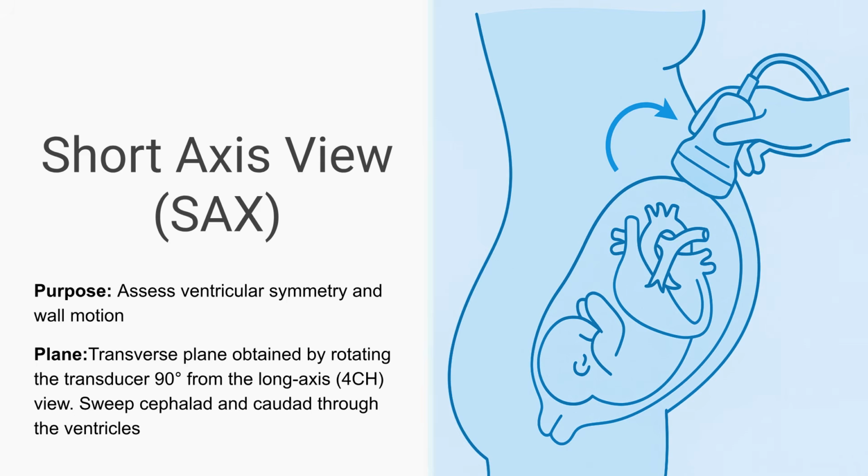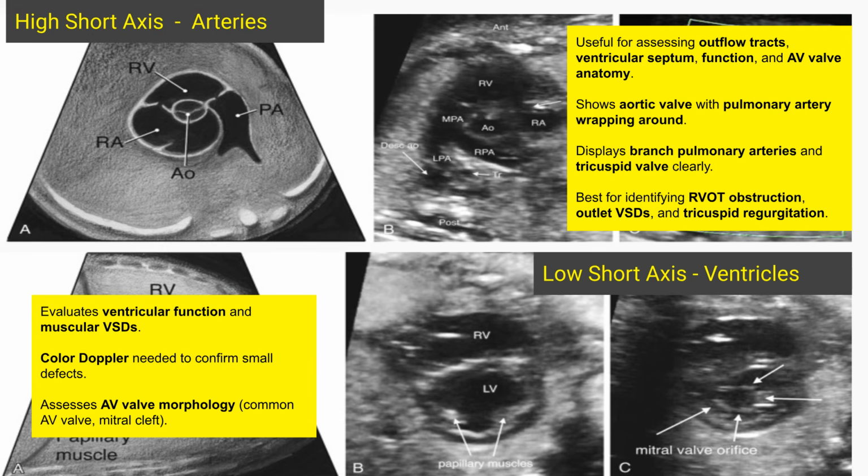The short axis view, or SAX, assesses ventricular symmetry and wall motion. This transverse plane is achieved by rotating the transducer 90 degrees from the long axis view and sweeping through the ventricles. The high short axis view shows the arteries, useful for assessing outflow tracts and valve anatomy. The low short axis view evaluates ventricular function and AV valve morphology. Color Doppler is essential for confirming small defects.